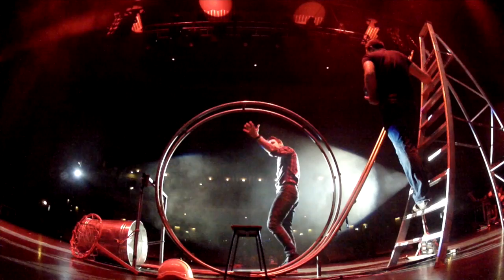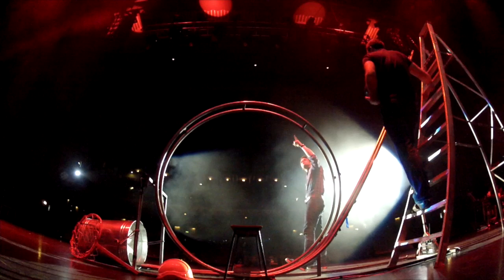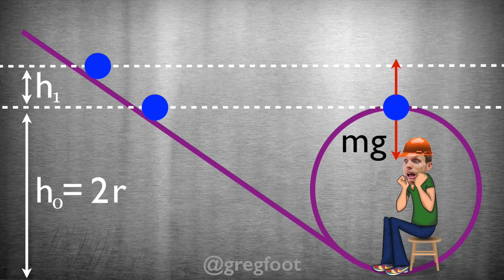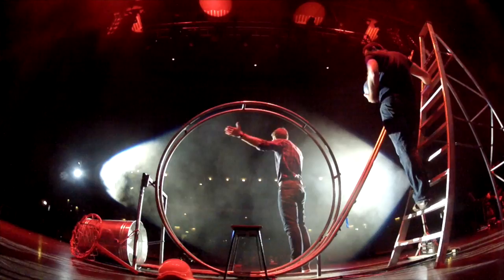Let's have a look at the situation right at the top. There are two forces acting on it. You've got the force of gravity pulling it down, which is mg, and then you've got another force. We need to create a force that's going to stick it to the top of the rails and allow it to keep going. What force is that? Centrifugal force!